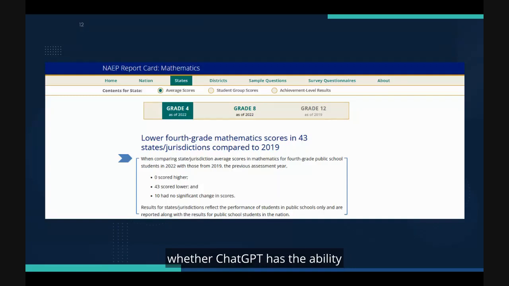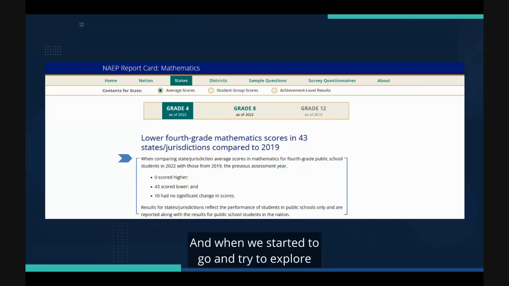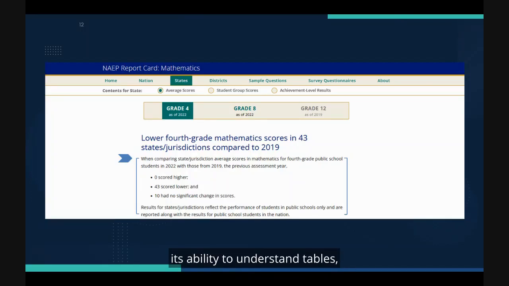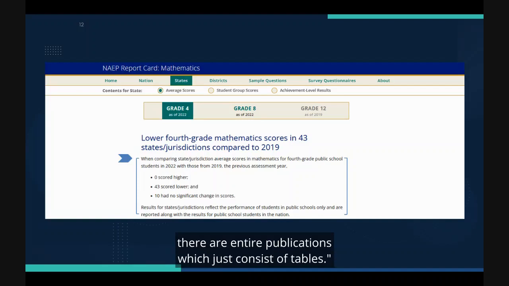So it is very important to understand whether ChatGPT has the ability to understand tables or not. And when we started to go and try to explore its ability to understand tables, we thought, well, there are entire publications which just consist of tables.